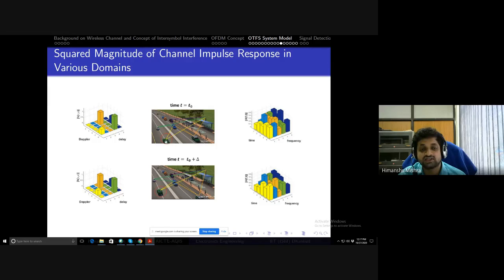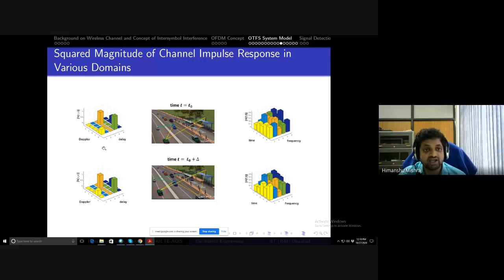I am focusing on this. There is a transmitter over here. The signal is received at this one, marked in red. First, you will see there is a yellow line. It has some delay and some Doppler, because all of these vehicles are moving. So this is moving, hence it has some delay and Doppler.